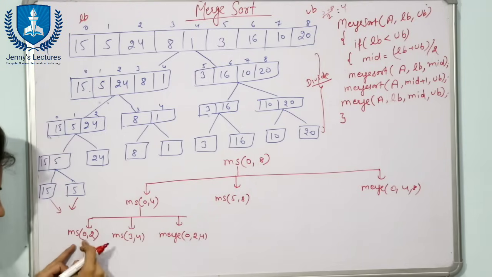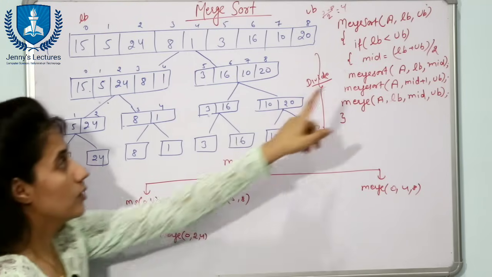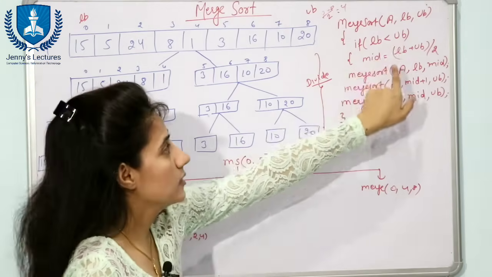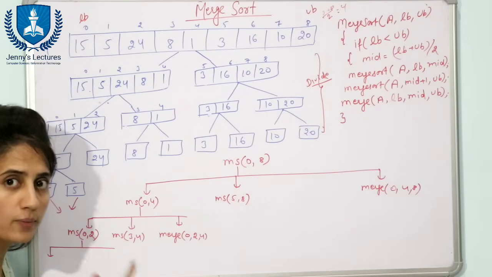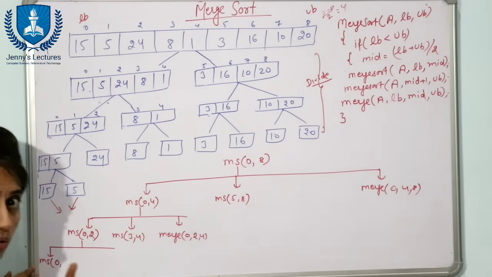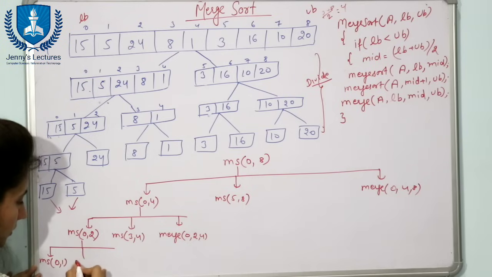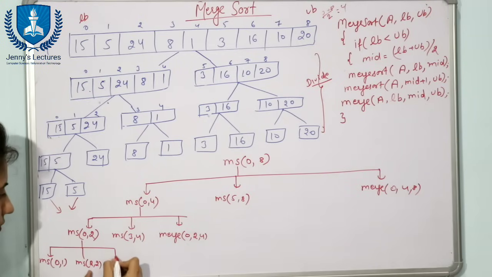Now next is, see this one, from 0 to 2. 0 is less than 2, yes, calculate mid. 0 plus 2, 2 divided by 2, that is 1, mid is 1. Again call merge sort. 0 to mid, which is 1, merge sort. 0 mid is 1, then mid plus 1, 2 to 2, only one element we have now. Now here we have merging of 0 to 1 and then 2.